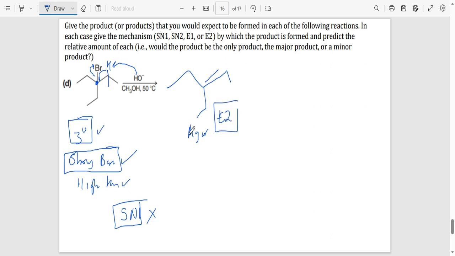We can have some product being formed by SN1, but as we've said, because we have used a high temperature, that one will be really, really small. And also because we have used a strong base, E1 will also be really small.